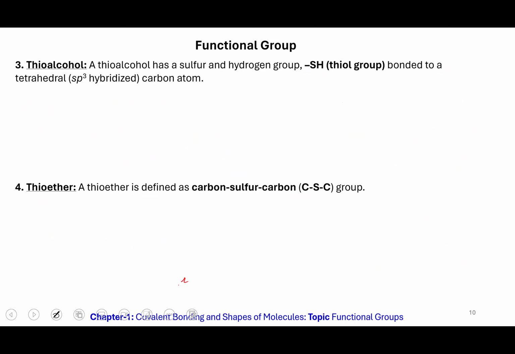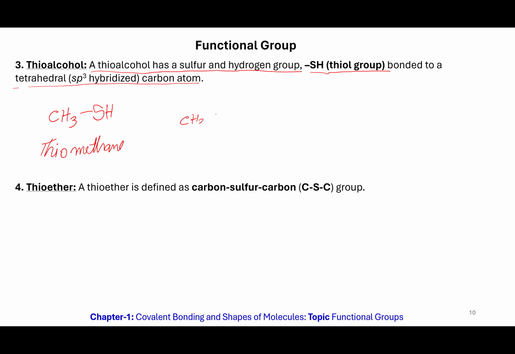Next is the thioalcohol. So what are the thioalcohols? Thioalcohols are examples like CH3SH. This is called methyl thiomethane. So a thioalcohol has a sulfur and hydrogen group. This is called the SH group, bonded to the tetrahedral sp3 carbon. So this is the thioalcohol or thiomethane.